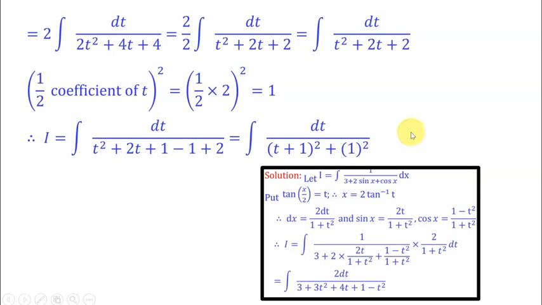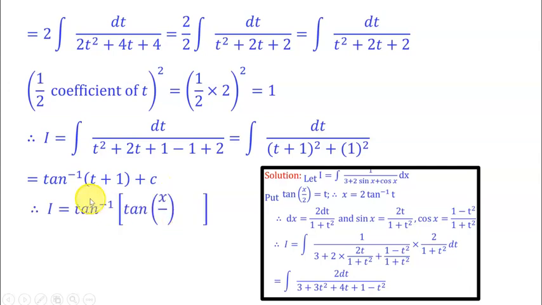Now the integral of this is very simple. It is of the form integral dx upon x square plus a square, which is 1 upon a tan inverse of x upon a. Therefore, tan inverse of (t plus 1) upon 1 plus c. Now resubstitute the value of t. What is the value of t? Tan of x by 2. So the answer is tan inverse of (tan of x by 2 plus 1) plus c. This is the answer.